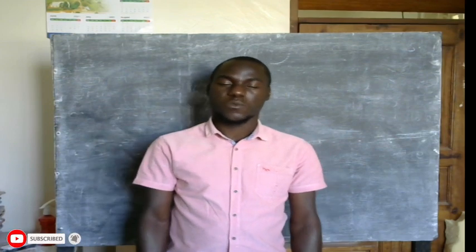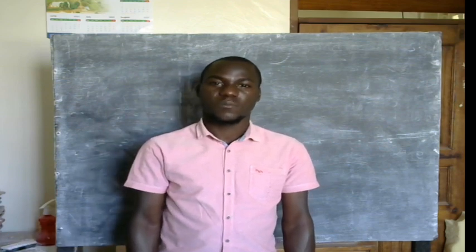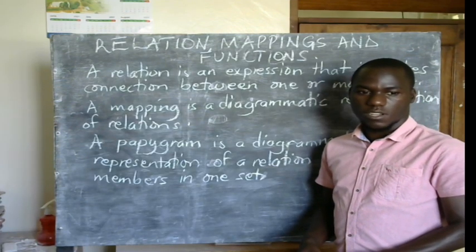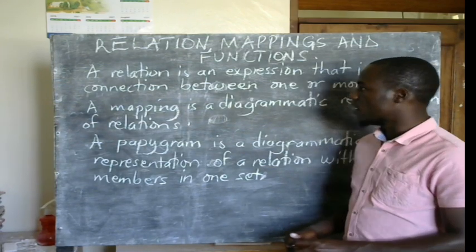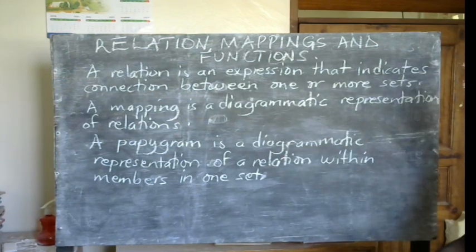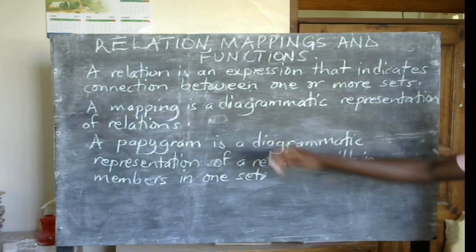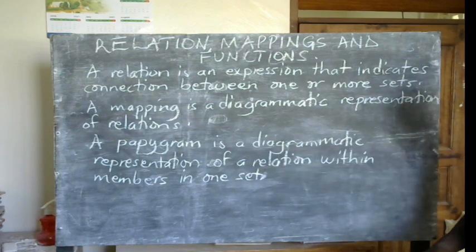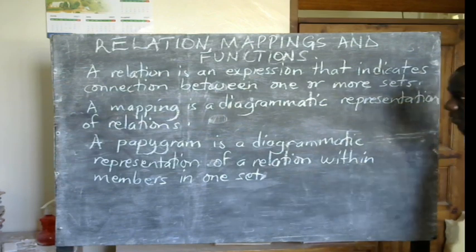In our lesson today, we're going to talk about relations, mappings, and functions. So we can go through the definitions there. A relation is an expression that indicates connection between one or more sets. A mapping is a diagrammatic representation of the relations. A papygram is a diagrammatic representation of relation within members in one set.